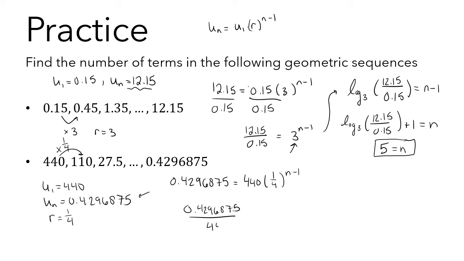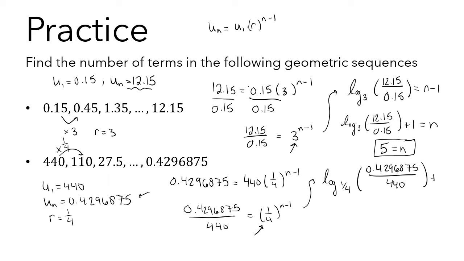And then I'm going to take the logarithm. So my logarithm base has the same base as the exponential, 1/4. So my logarithm base is also going to be 1/4. And again, I've got to write this decimal, 0.4296875, all that over 440, and then plus 1 is going to equal n. Plug this into your calculator and you'll see that the answer is 6. So there are 6 terms here.